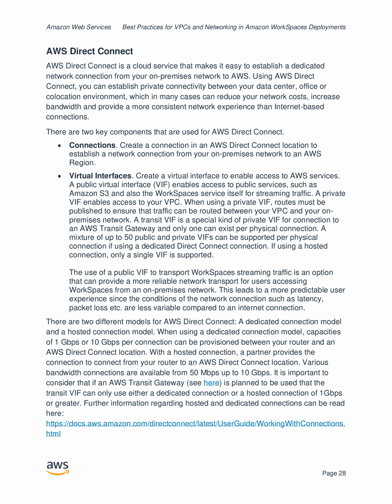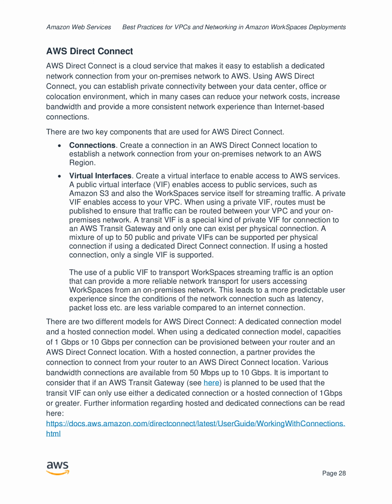There are two different models for AWS Direct Connect, a dedicated connection model and a hosted connection model. When using a dedicated connection model, capacities of 1 gigabit per second or 10 gigabits per second per connection can be provisioned between your router and an AWS Direct Connect location. With a hosted connection, a partner provides the connection to connect from your router to an AWS Direct Connect location. Various bandwidth connections are available from 50 megabits per second up to 10 gigabits per second.